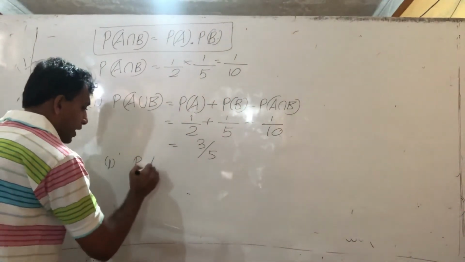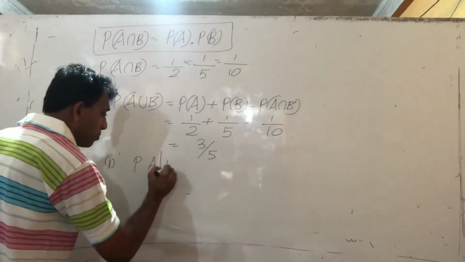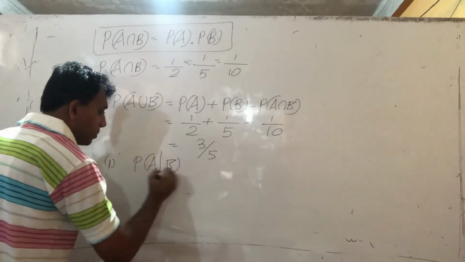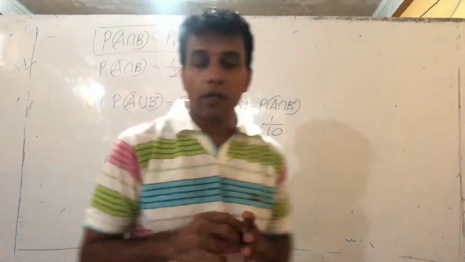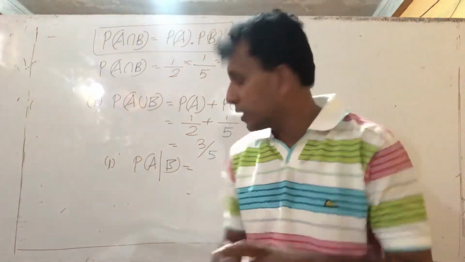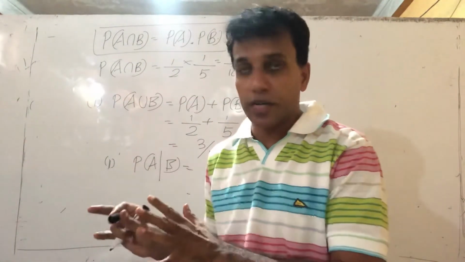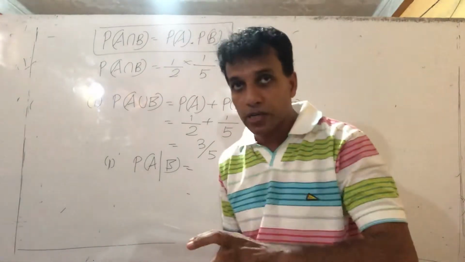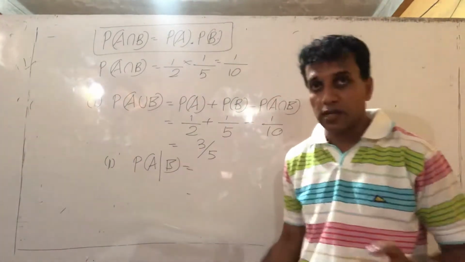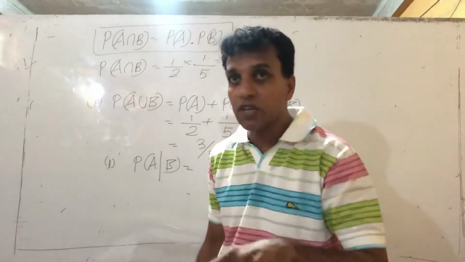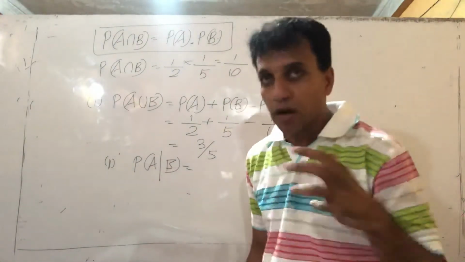Probability of A is a conditional probability. What do you mean by this? Probability of A given B. The B event has already occurred. We have to find the answer for A.